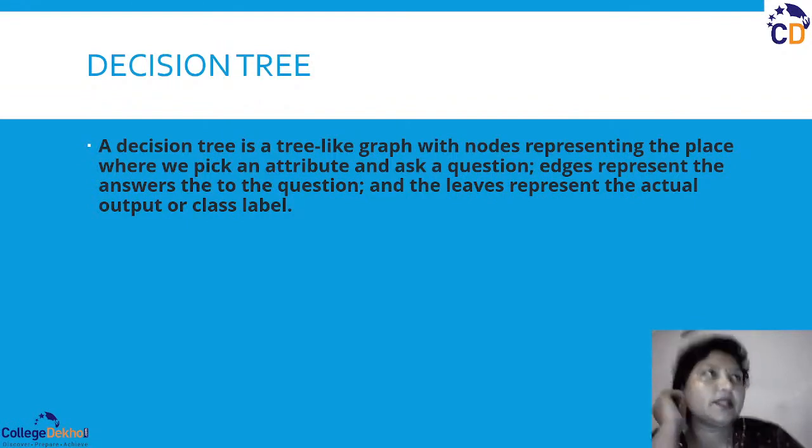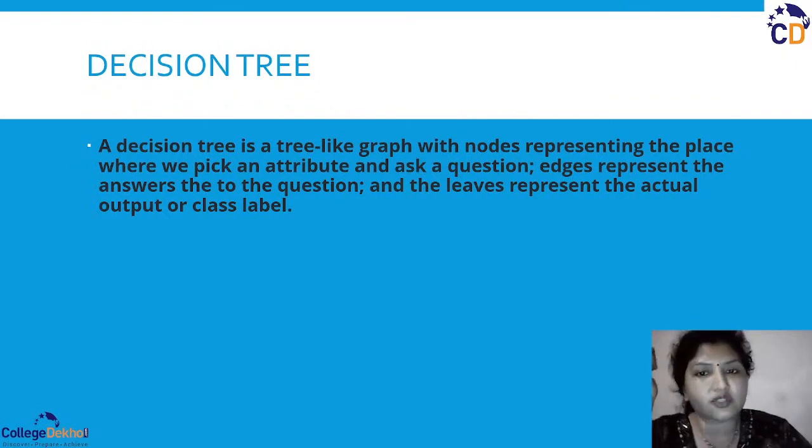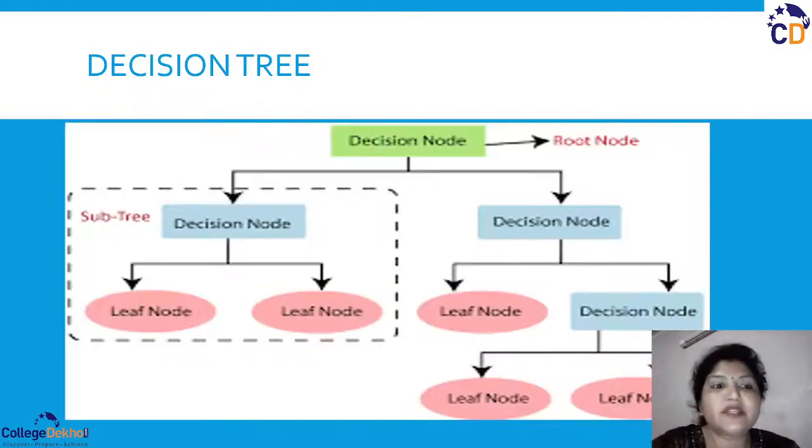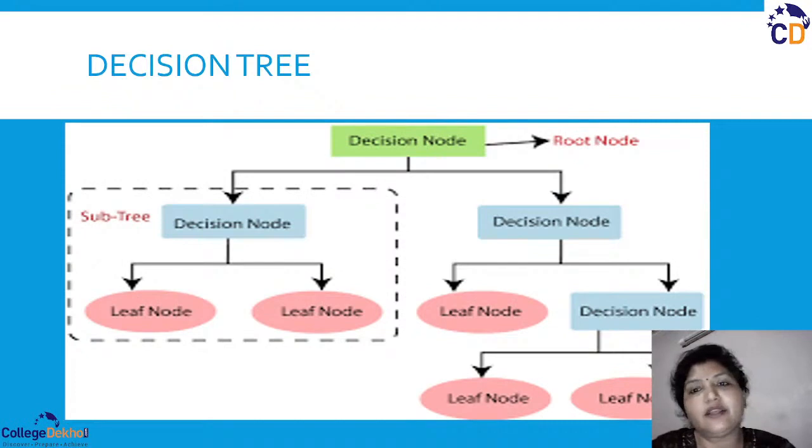So you may be asking a number of questions, and the edges represent the answers to those particular questions. You may have leaf nodes, terminal nodes, intermediate nodes, and subtrees also. The leaves represent the actual output or the class label. So this is how we have a tree-like structure in a program. Let us see how we represent it via a diagram.